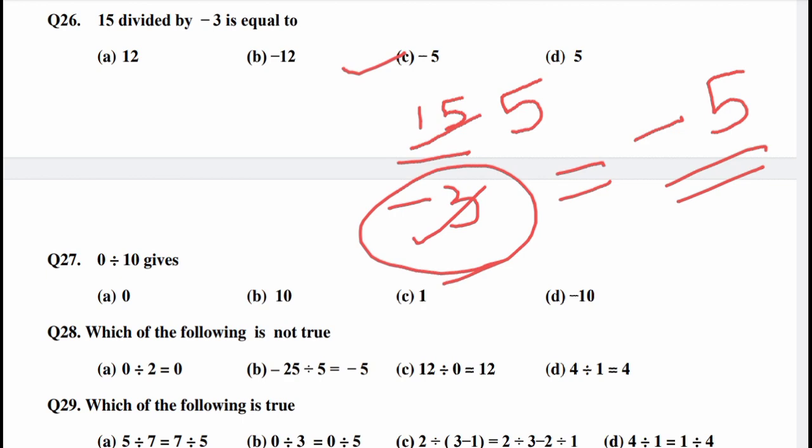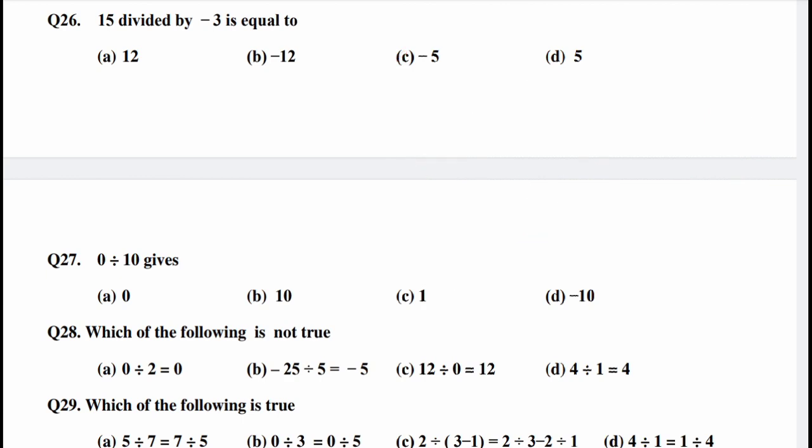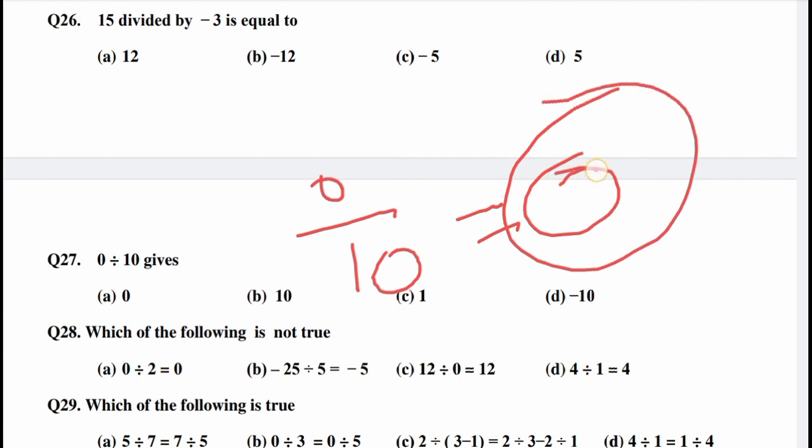Question number 27. 0 divided by 10 gives A 0, B 10, C 1, D minus 10. And we know that if we divide 0 by any number, we always get the answer 0, right? So the answer is A.